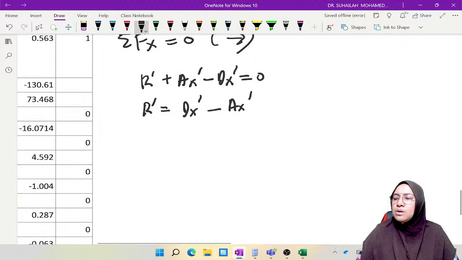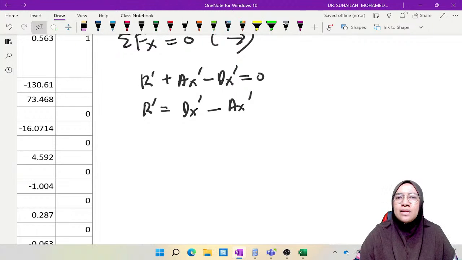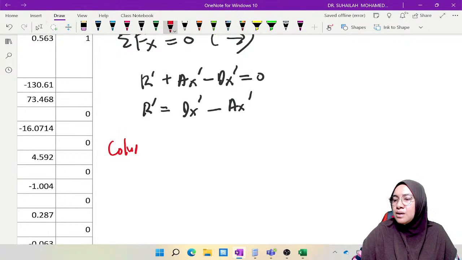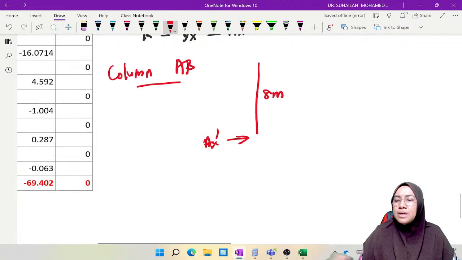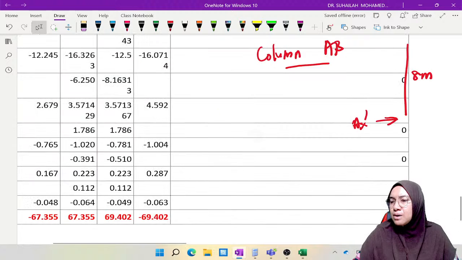Having this, we should write the equation based on the column analysis. We have to analyze column AB and column CD. For column AB, we have 8 meter. AX is in this direction, this is AX prime, and the moment we take from the table, moment.